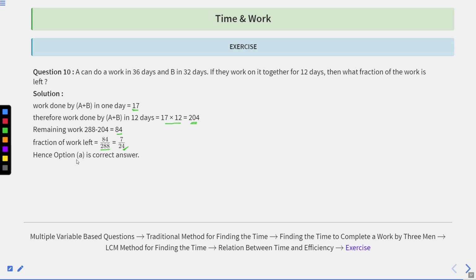Hence the option correct here is option A.